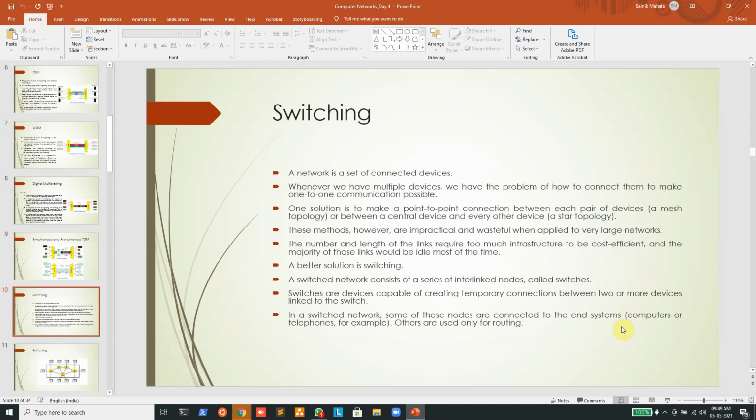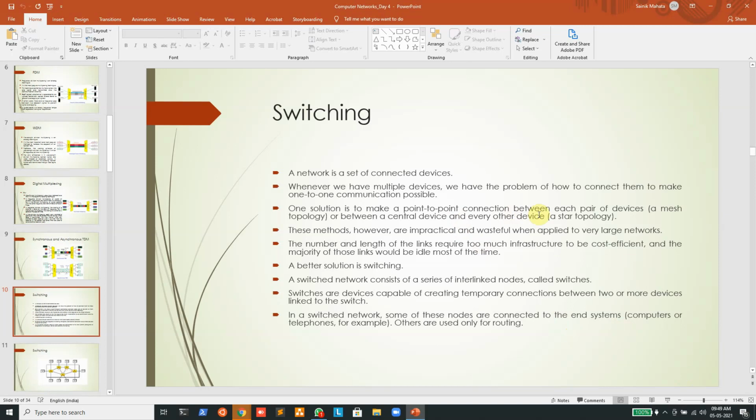If there are multiple devices, suppose on the sender side there are 4 devices, A, B, C and D, and on the receiver side there are 4 devices, E, F, G and H. If I want to connect A to H, it becomes really difficult to connect A to H in a one-to-one communication. One solution to make this possible is to make a point-to-point connection between each pair of devices, such as a mesh connection, mesh topology, if you remember.